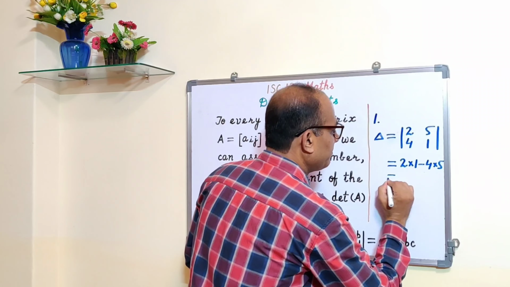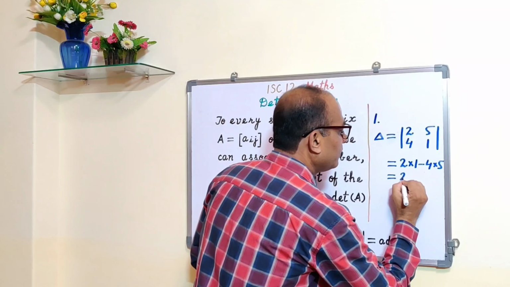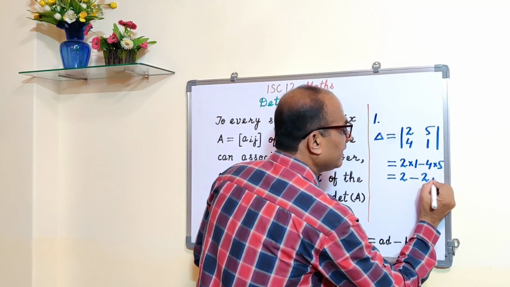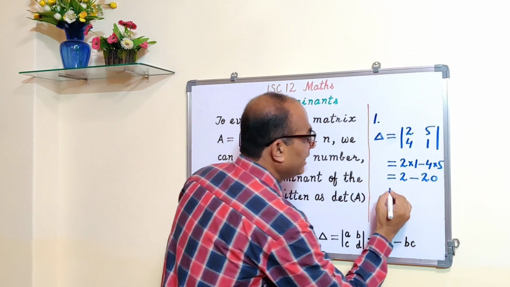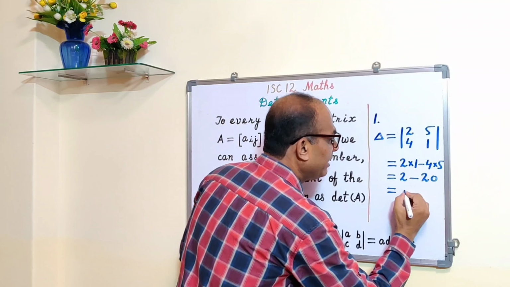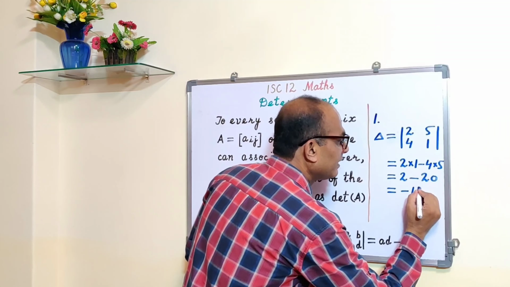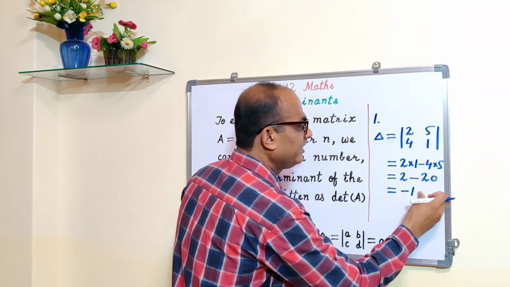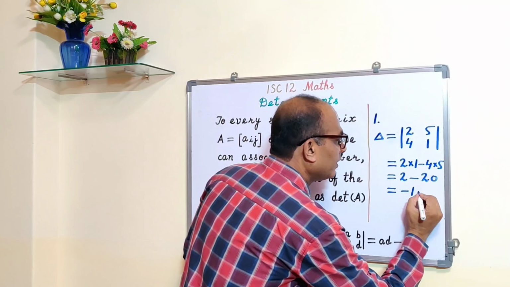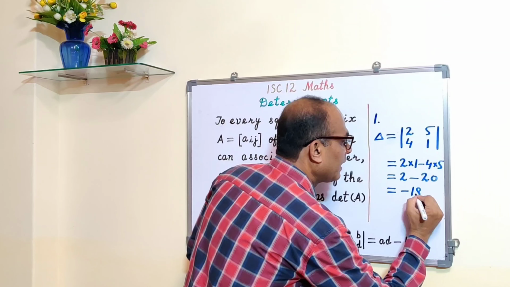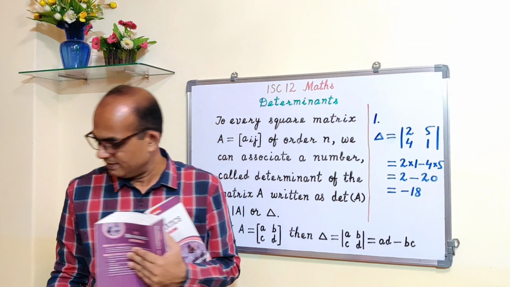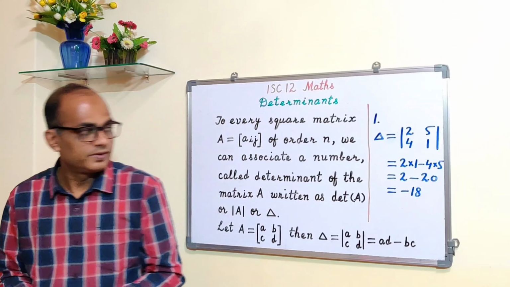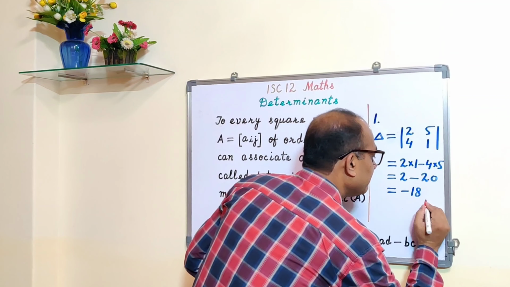And that gives you 2 1s are 2 and 4 5s are 20. And this gives you minus 18. Minus 18 is the answer.